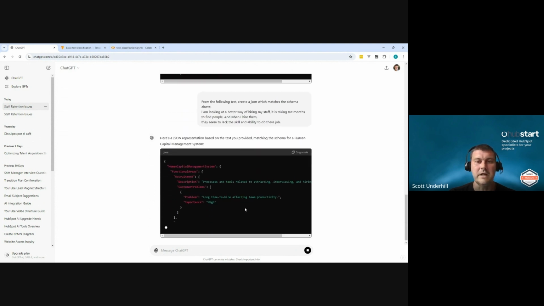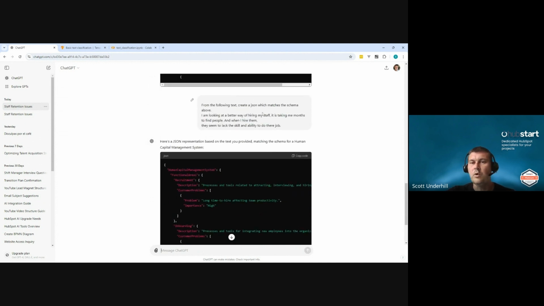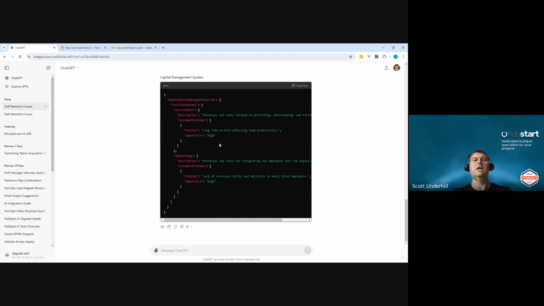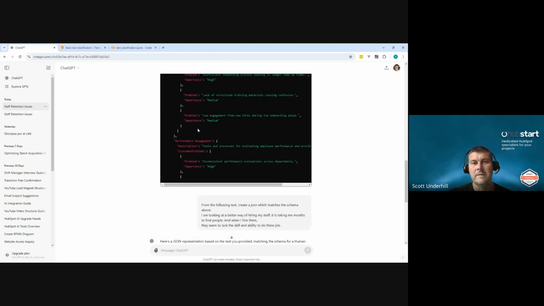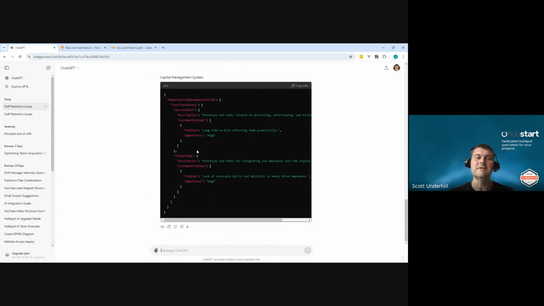So excellent, great. We can see here that I provided a small example. I am looking at a better way of hiring my staff. It is taking me months to find people, and when I hire them, they seem to lack the skill. So here it's saying, wow, okay, there are two major problems that we've identified using the schema. The schema is reflecting your business, your company structure, the problems that you handle. And now we're interpreting your business needs in a way that's very structured.